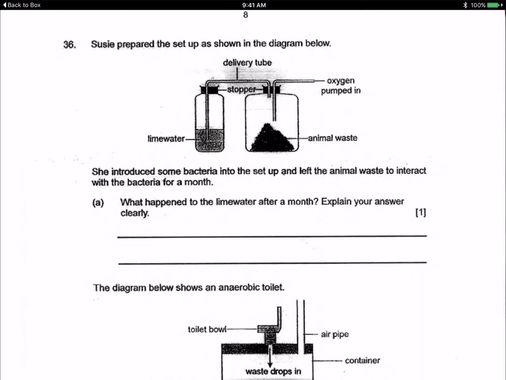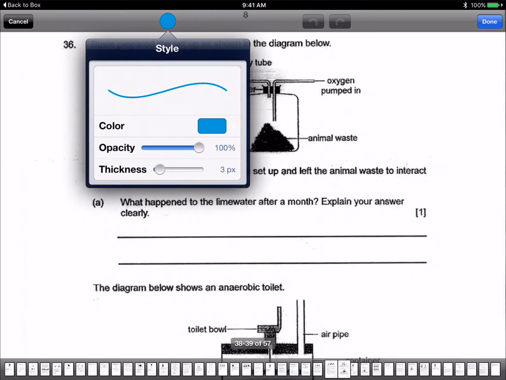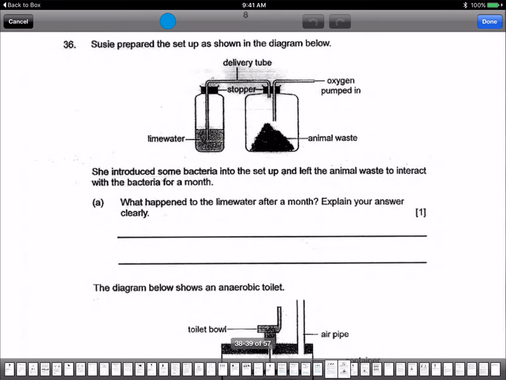So 36 part A. What do you think happened to the lime water after a month? It turns chalky. Yeah, the lime water will turn chalky or cloudy. Okay, so let's write that down. That's correct. Why? The lime water turns chalky. Actually, why?